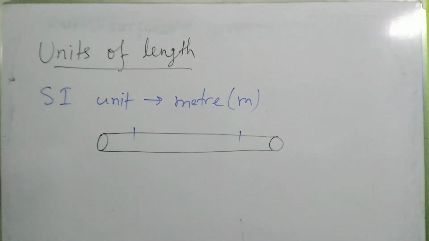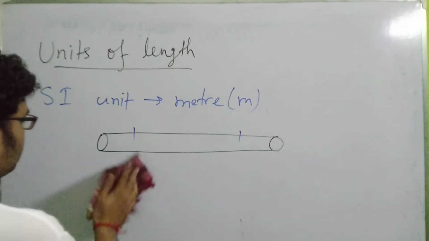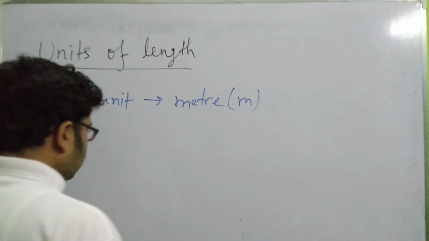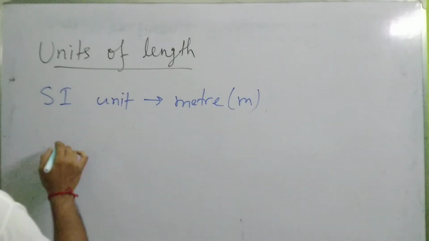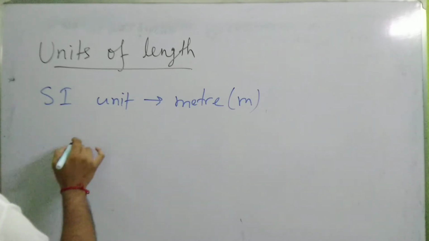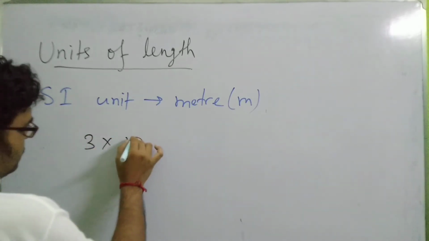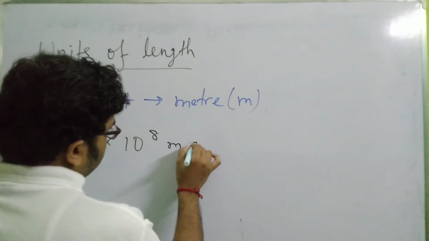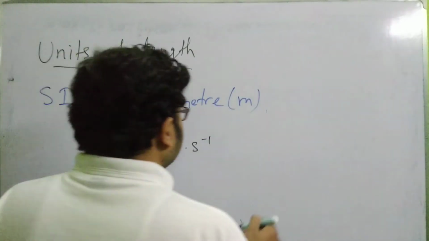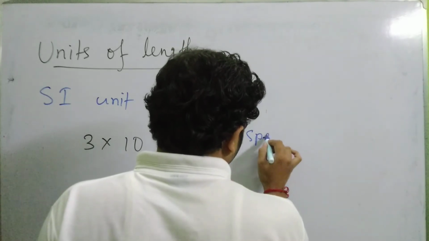Okay, so we know the speed of light in vacuum. Do you know? Yes, you know that the speed of light in vacuum is given by the value 3 into 10 to the power 8 meter per second. So this is the speed of light in vacuum.